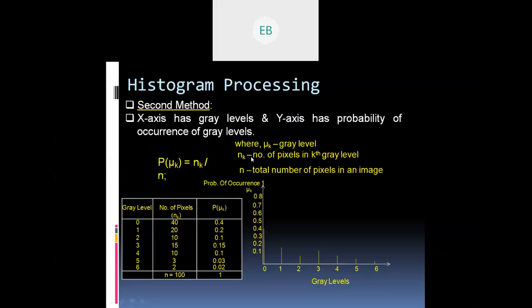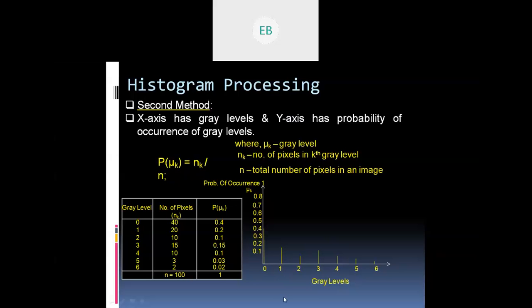So here is how we calculate the probability. We denote the probability of occurrence by the term mu k, where mu k is calculated with the help of the number of pixels in the kth gray level, n k, divided by the total number of pixels in the image.